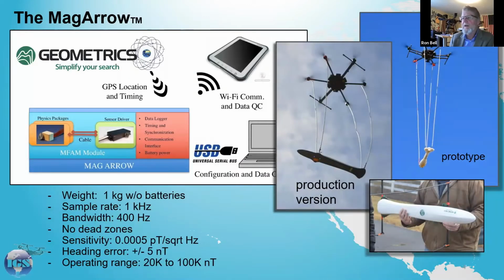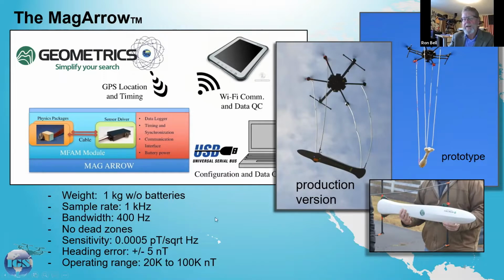This is the MagArrow. This little slide explains what it is. It's a miniaturized cesium vapor optically pumped magnetometer. The picture in the lower right corner is the current version of it, but I started off with the prototype right above it. They had to change the shape because it looked too much like a bomb.